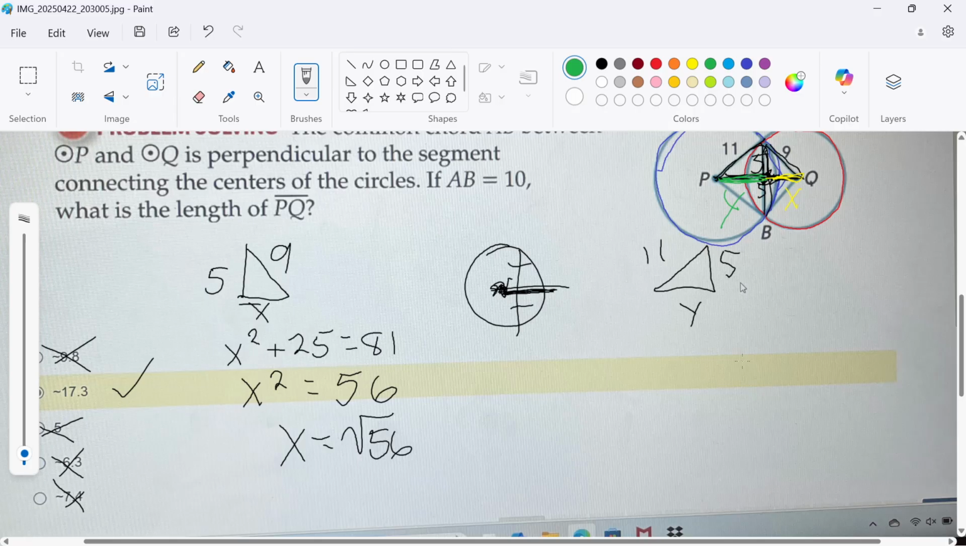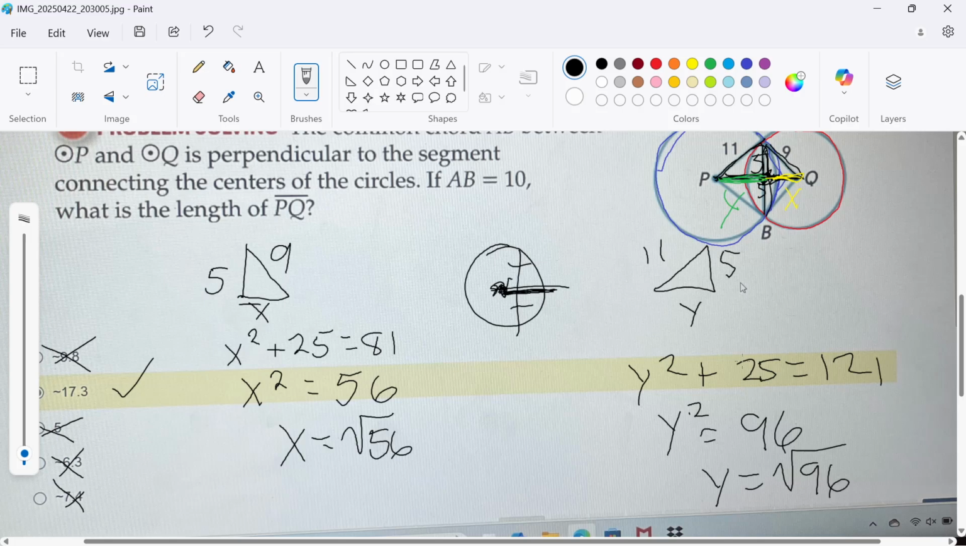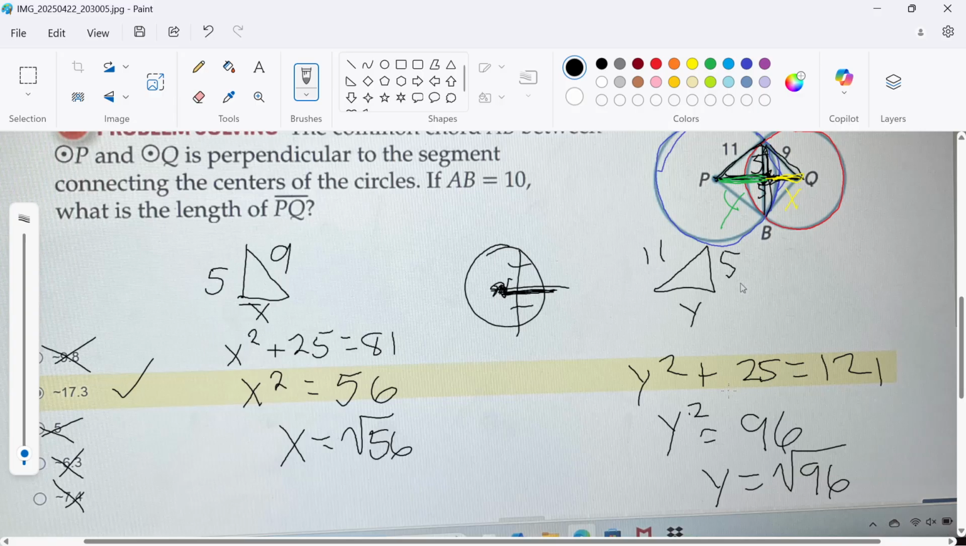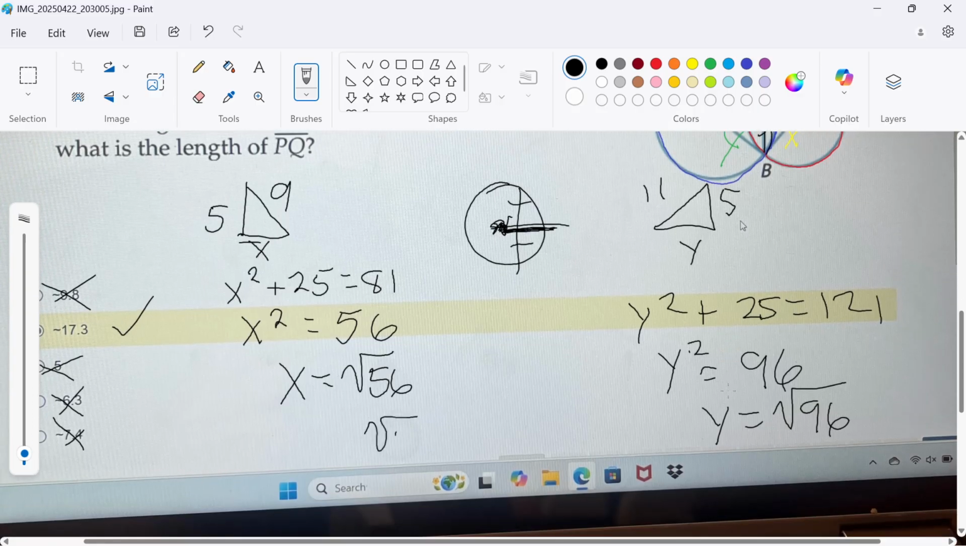All right, how do I find Y? Leg squared, 5 squared is 25, plus Y squared equals hypotenuse squared, 121. Y squared equals 121 minus 25, which is 96. Y equals the square root of 96. And that segment then is x plus y. PQ is x plus y. Square root of 56 plus square root of 96.